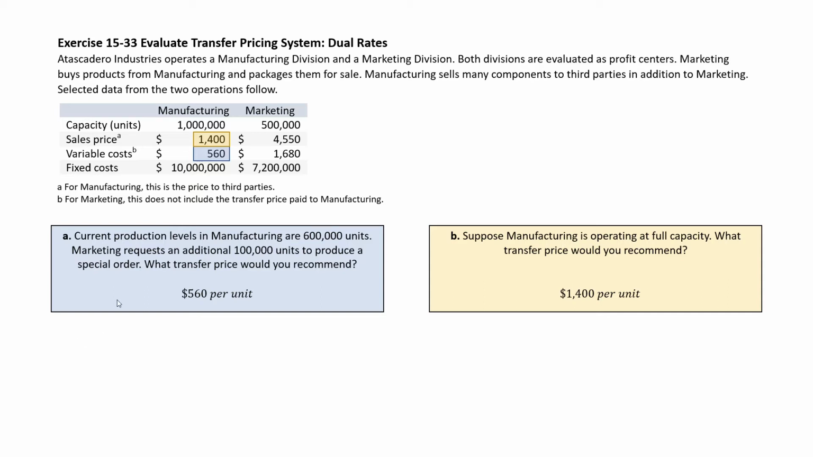So to summarize, the overall rule of thumb is, if we're at below capacity, the typical negotiation is variable costs or any outlay costs. If we're at capacity and turning away other business, then the negotiation is the selling price or typical selling price to a third party.